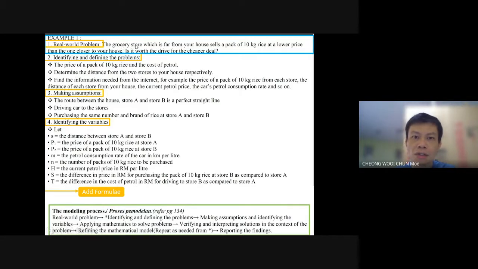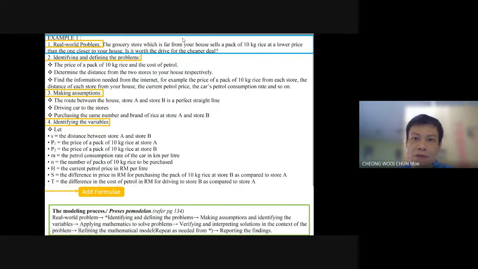The grocery store which is far from your house sells a pack of 10 kilogram rice at a lower price than the one closer to your house. Is it worth it to drive for the cheaper deal? Okay, so let's identify the problem first. Identify first, then define the problems.